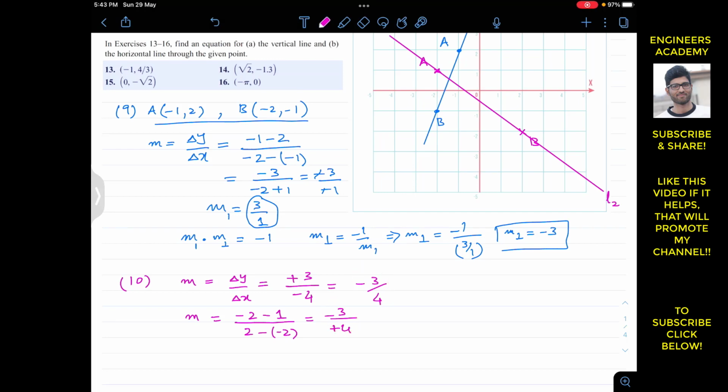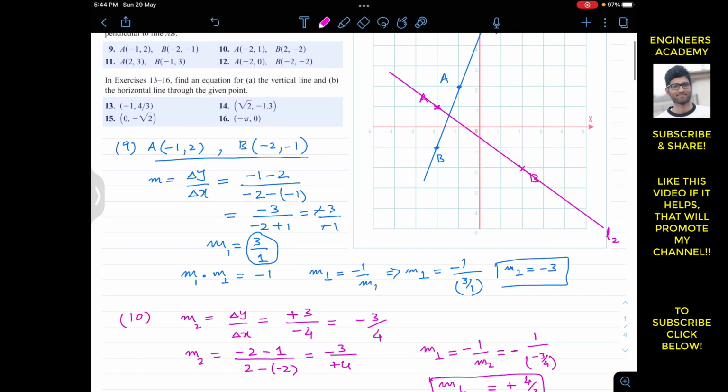Now if this is line 2, let's say this slope is represented by m2. And now if you want to find the slope of the perpendicular line to this L2, then that perpendicular line slope will be equal to the negative reciprocal of that m2. So this will be equal to minus 1 divided by minus 3 divided by 4. So this will give us plus 4 divided by 3. So this is the slope of the perpendicular line to this line 2, which is represented by this pink line.